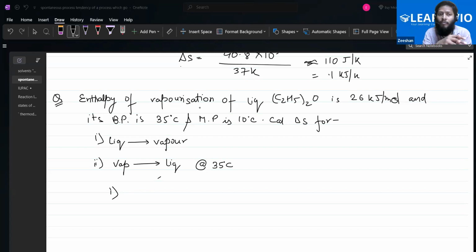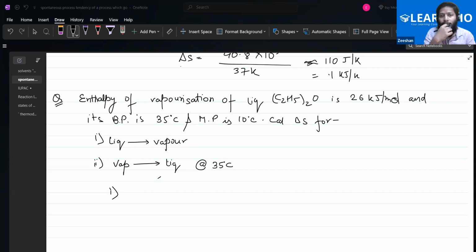And what is enthalpy of fusion? The amount of energy required to convert the liquid into solid, to fuse, because in the question enthalpy of fusion can be asked also. Regarding enthalpy of vaporization, it is given as 26 kilojoule per mole, and its boiling point and melting point are given, right?